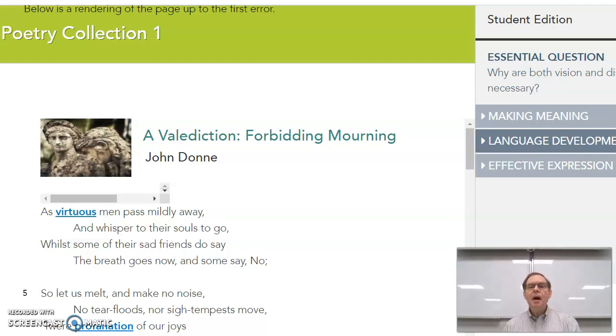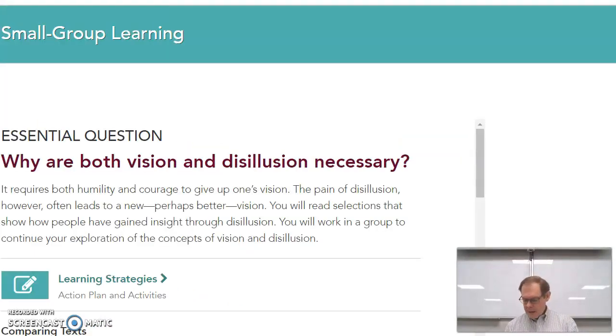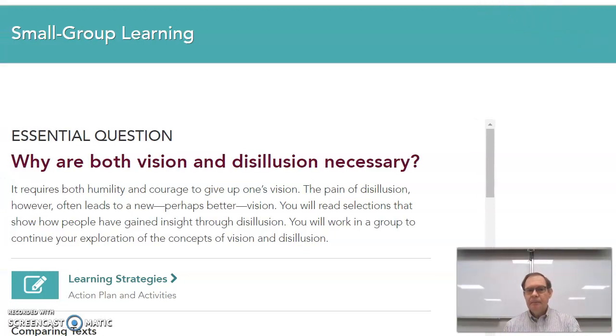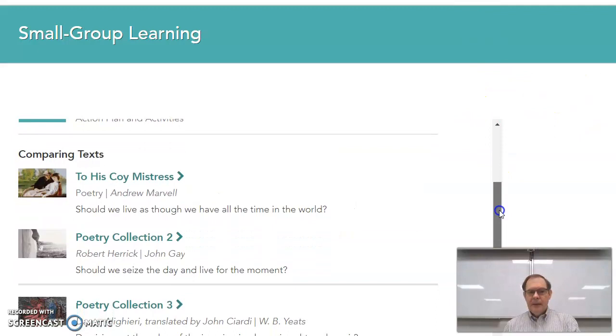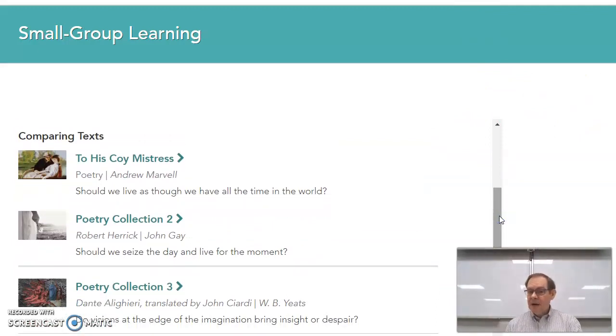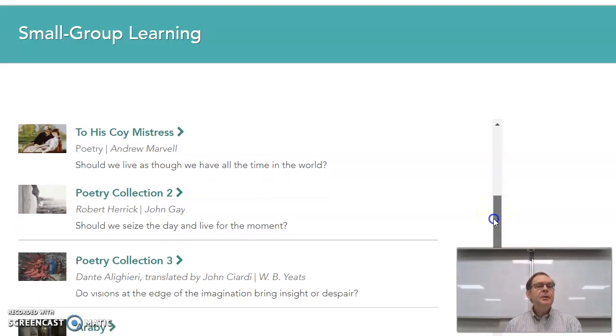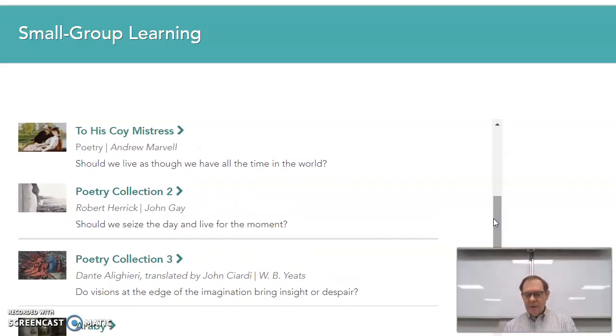Now take a look at the small group learning category on page 413. Again, reminding ourselves of our essential question, why are both vision and dissolution necessary? And as we go through, we have a few poems that we have covered in class, or will cover. To His Coy Mistress by Andrew Marvell. So on page 413 in your textbook, mark that one, put an X by it, you're responsible for that one. Then right under there, Poetry Collection 2, To the Virgins to Make Much of Time, and Youth's the Season Made for Joys.